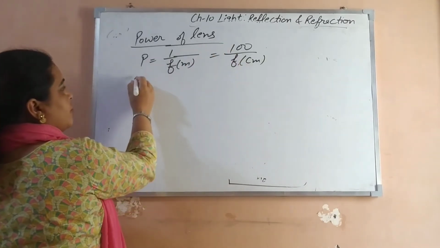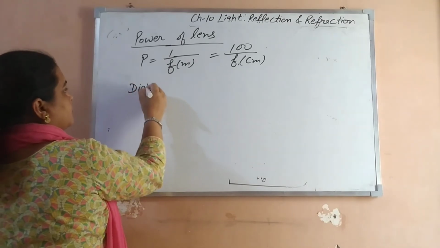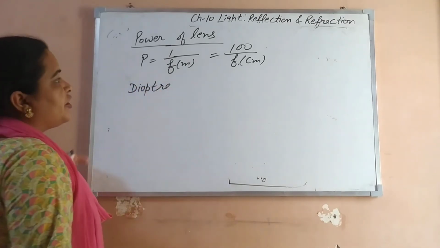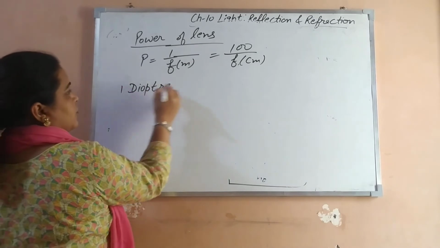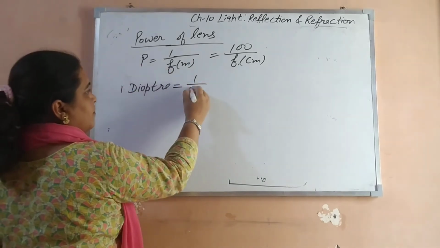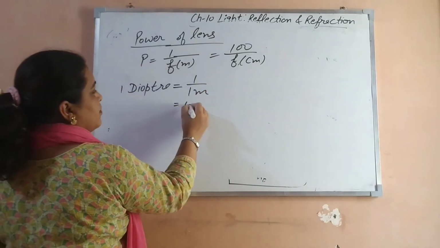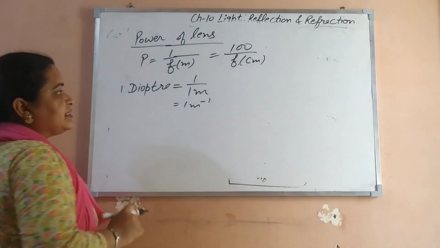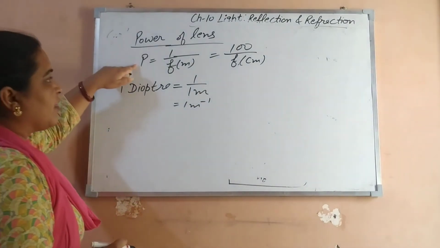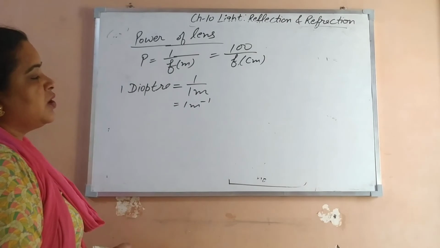Now what is the SI unit of power? That is diopter. Diopter is the SI unit of power of lens. What is one diopter now? 1 diopter is 1 upon 1 meter, that is 1 meter inverse. So we can say that 1 diopter is the power of a lens whose focal length is 1 meter.